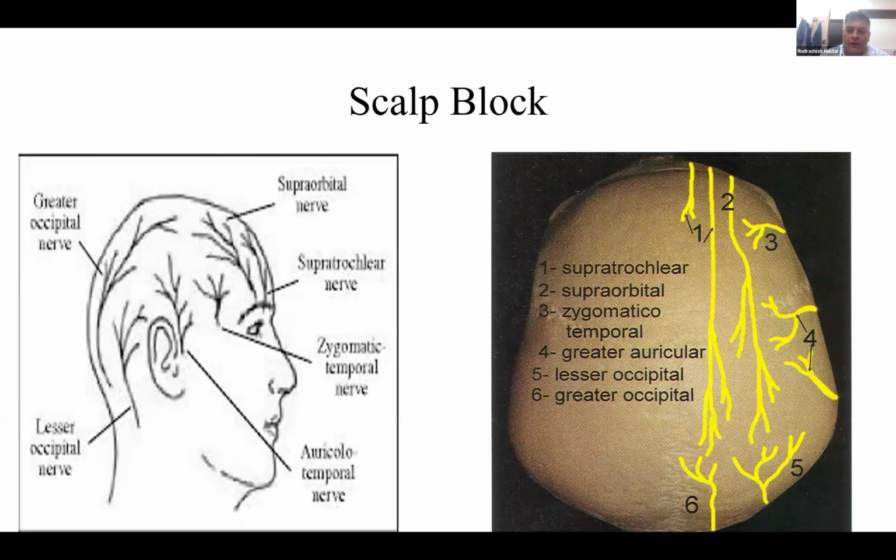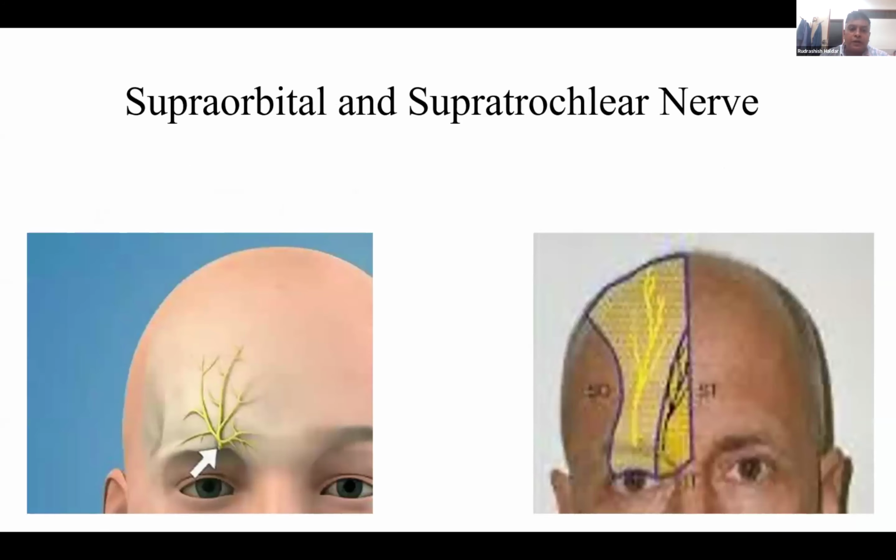Now, these are the main nerves which are targeted while performing a scalp block. These include the supratrochlear, supraorbital, zygomaticotemporal, greater auricular, lesser occipital, and the greater occipital nerve. Now, coming to the individual nerve, as we can see, the supraorbital and the supratrochlear nerve have a common point of origin from the supratrochlear notch, and their region of distribution almost coincide. They are also blocked from a single point injection, which is injected after palpating the supratrochlear nerve and then extending medially, blocking both the nerves as is shown in this video.